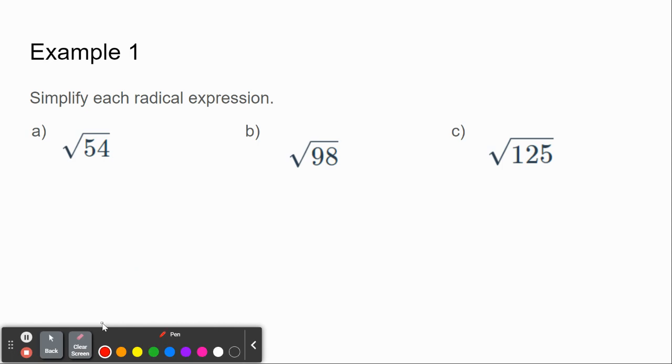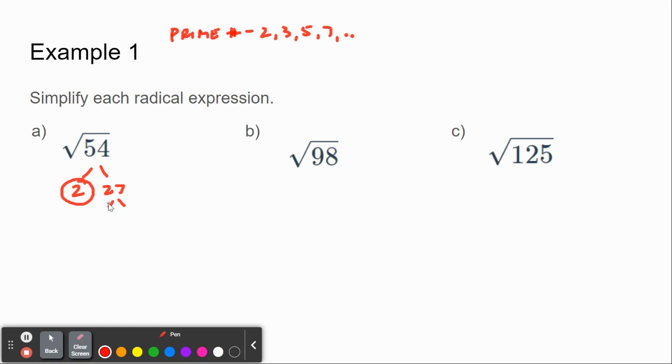Okay, so first one, 54. We are going to break down 54 into its prime numbers. When I say primes, I mean the prime numbers 2, 3, 5, 7, and so on. I always start with the smallest number, so 2. I would just use Desmos in my brain. 2 goes into 54 27 times. 2 is prime, so I'm going to circle 2.